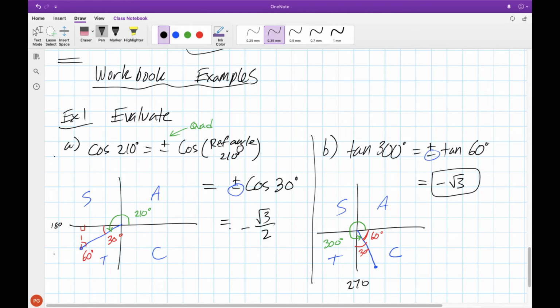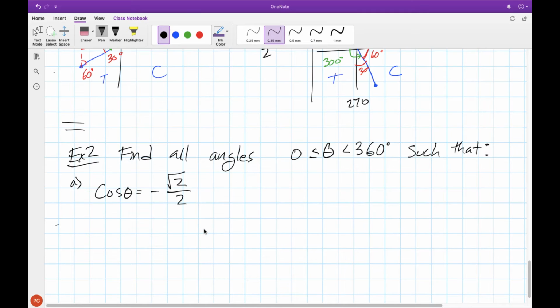The other types of questions have you do it in reverse. Those types of questions will ask you something like, find all angles between 0 and 360 degrees such that cosine of theta is equal to negative root 2 over 2. The first thing we want to think about is where can cosine be a negative number? So looking back at our add sugar to coffee, we can see that cosine is positive on these two quadrants, 1 and 4, so it's negative in quadrants 2 and 3. So now we know where our angle is going to show up.